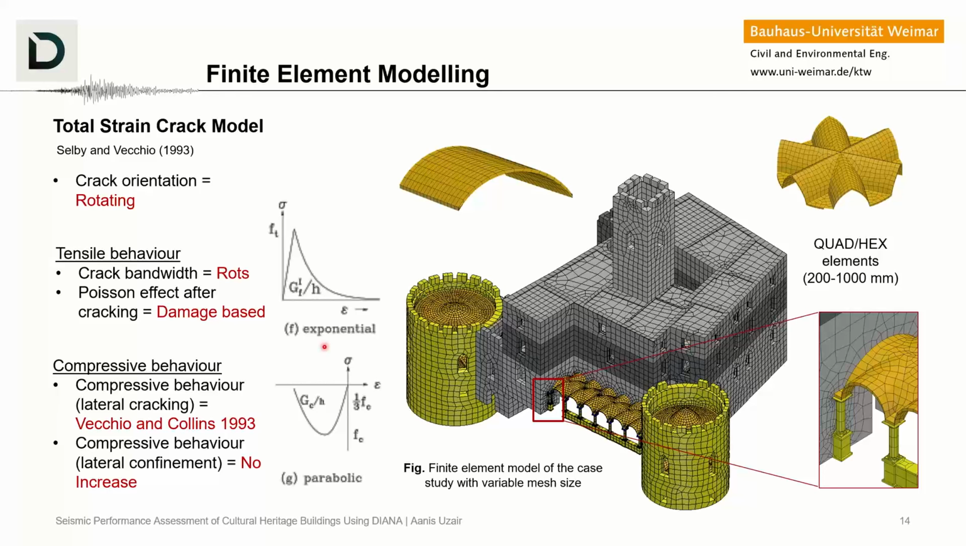Now again, we use the total strain-based crack model. The crack orientation is again rotating. In this case, the tensile law is exponential and the compressive law is parabolic, but this is again only one set of results. Now, you would see in this case, the mesh is more complex.